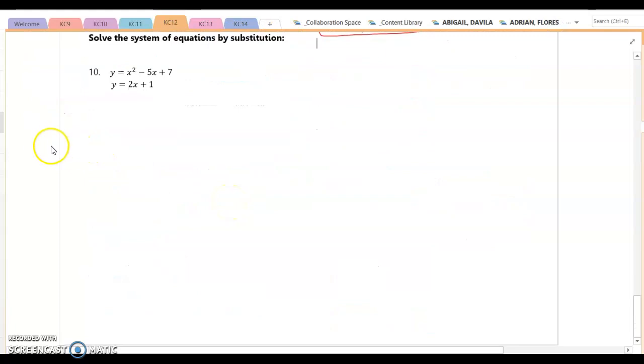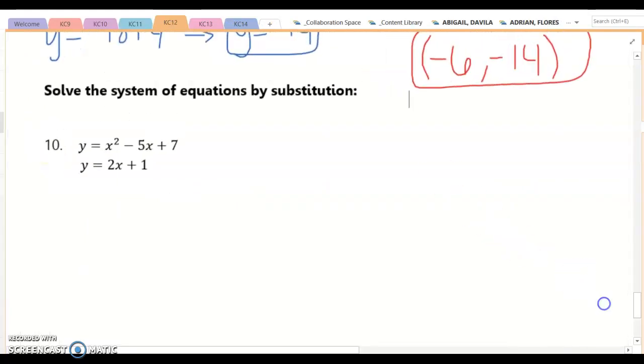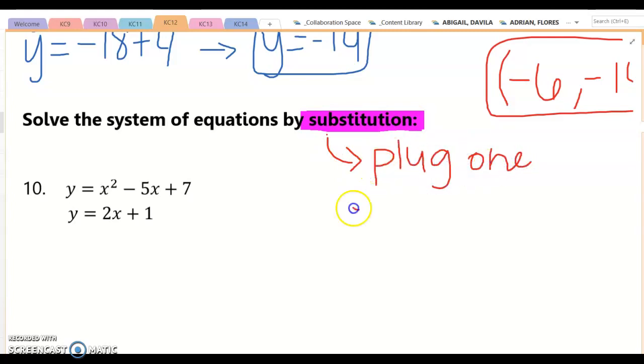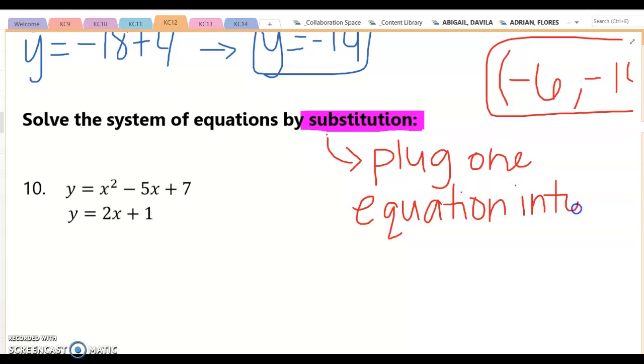So our second one is substitution. So substitution, right, we are trying to eliminate a variable, but substitution is where you plug one equation into the other.